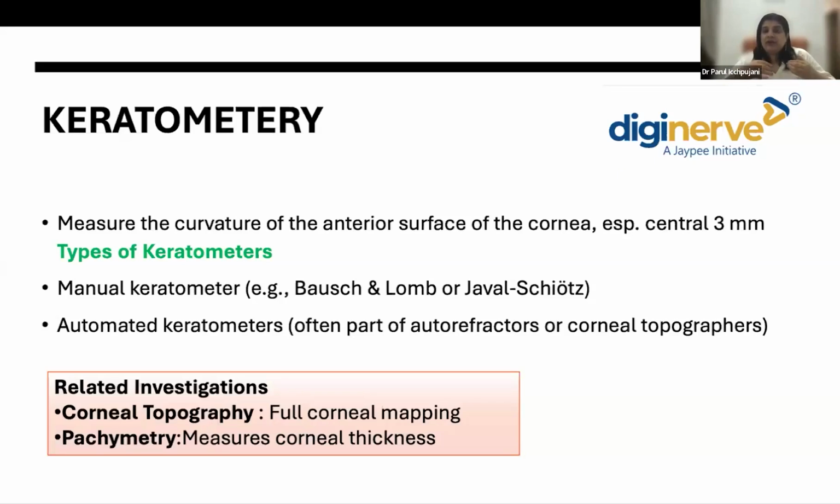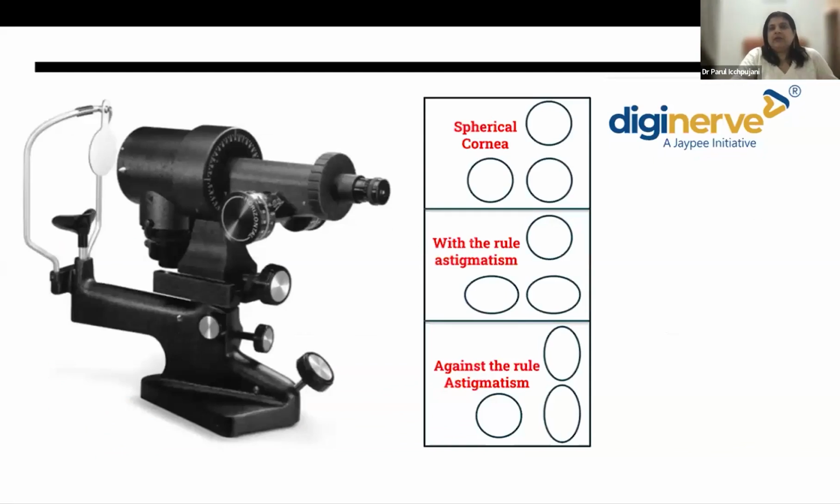Pachymetry talks about the corneal thickness. So if I'm talking about thin cornea, thick cornea in context of glaucoma, then I'm talking about pachymetry. If I'm talking about a disease like keratoconus, where I want to see whether there is central thinning or peripheral thinning, I will be doing topography. But if I want to calculate the power of an intraocular lens, then I can just go ahead and do a simple keratometry. So this is how a manual keratometer looks.